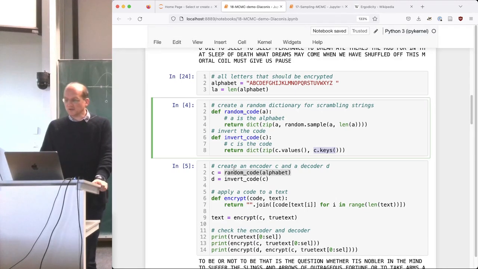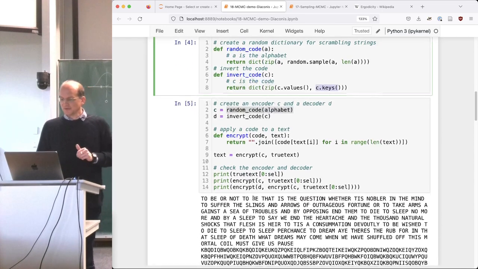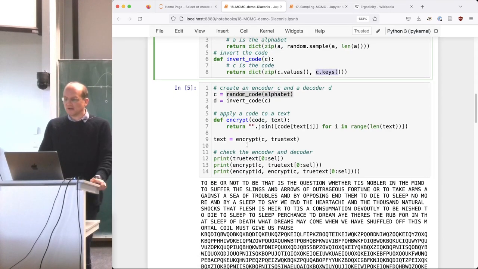So now what can I do? I can write a function encrypt that takes a code, which is some dictionary, and some text. Then I just apply the code to each letter of the text and join everything together to get a string. So let me show you what it does. I can encrypt a text with a code, and then if I encrypt it again with the decoding D, I get my text back.